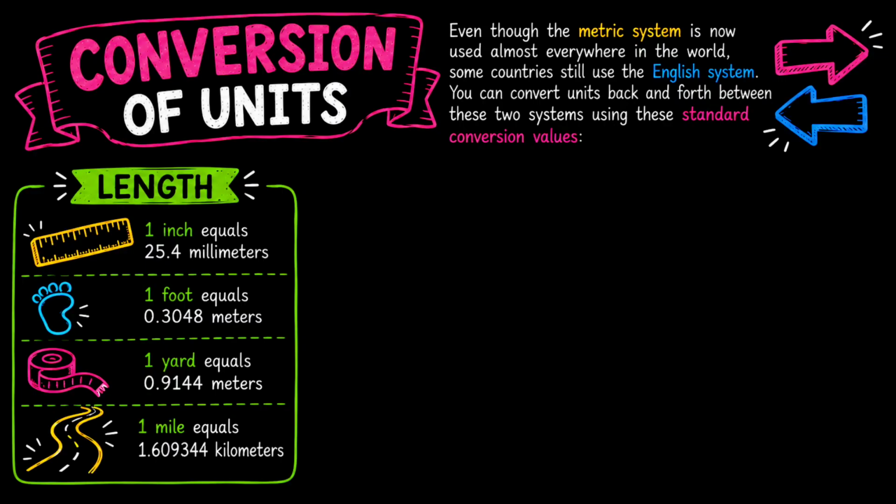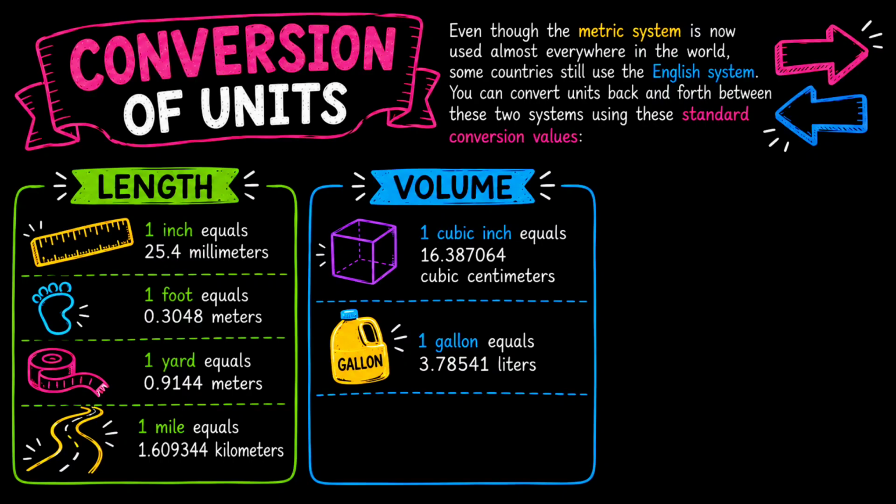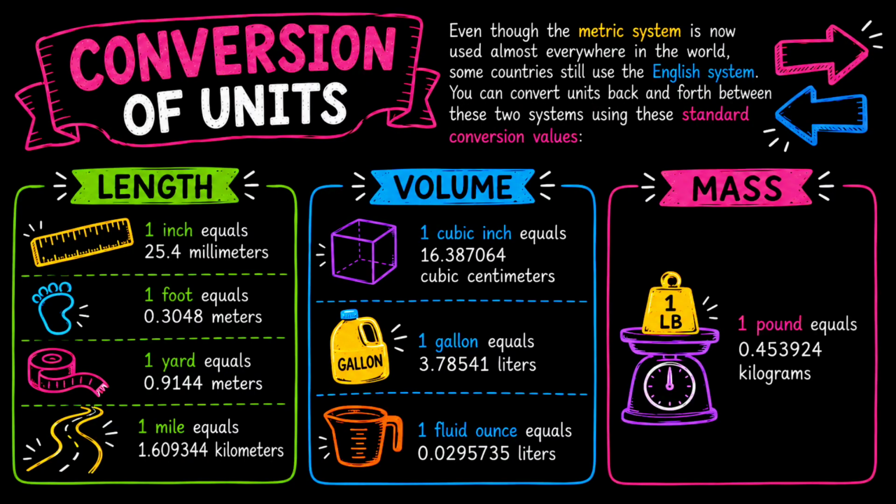Volume, 1 cubic inch equals 16.387064 cubic centimeters. 1 gallon equals 3.785541 liters. 1 fluid ounce equals 0.0295735 liters. Mass, 1 pound equals 0.453924 kilograms.